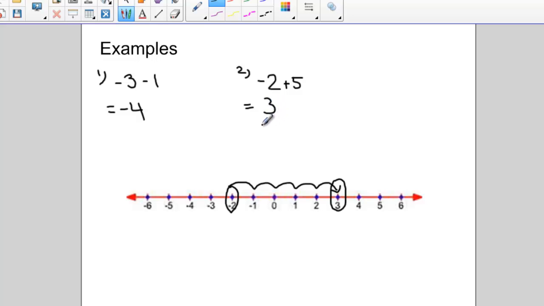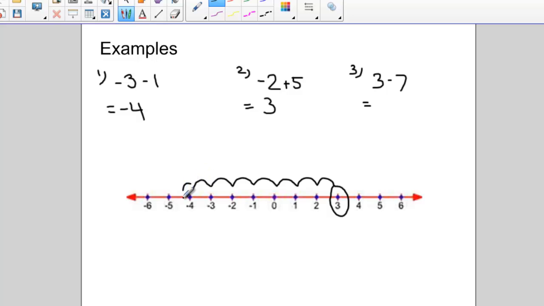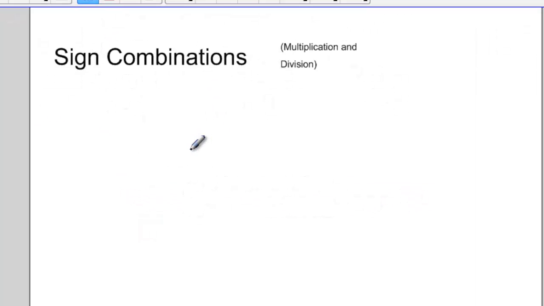We'll try one more example. 3 take away 7. So I find 3 on my number line, and I'm subtracting 7, so I'm going down 7. And on the number line, when I move from 3 to the left 7, I end up at -4. So 3 take away 7 is -4. So that's adding and subtracting with integers. And now we can move into multiplying and dividing with integers. And to do that, we need to remember our sign combinations.